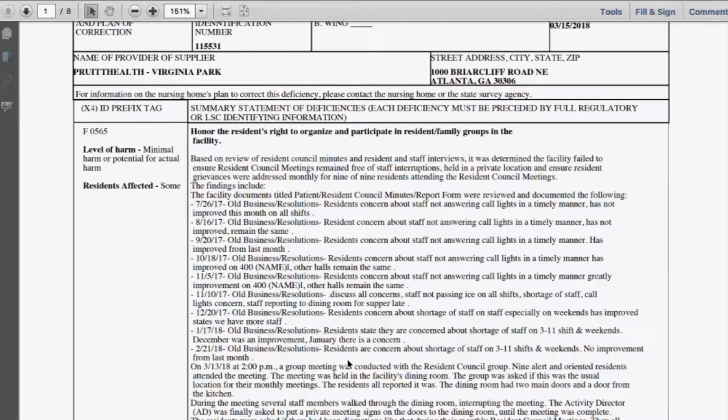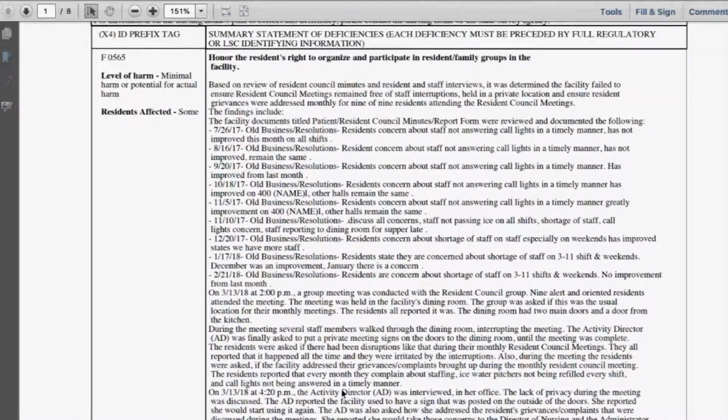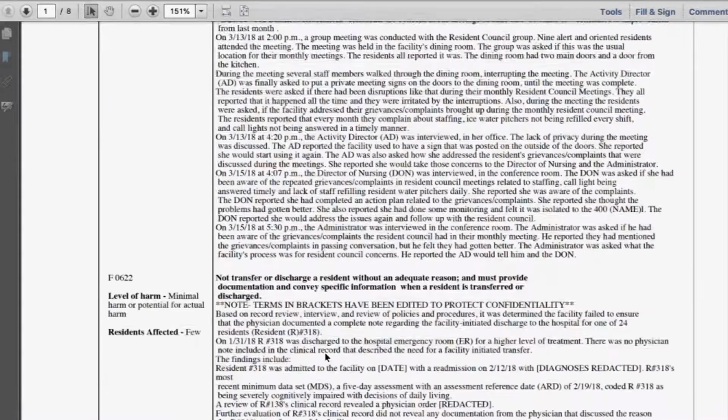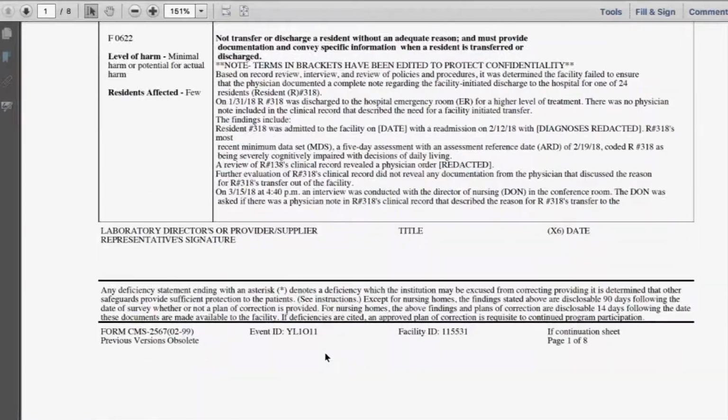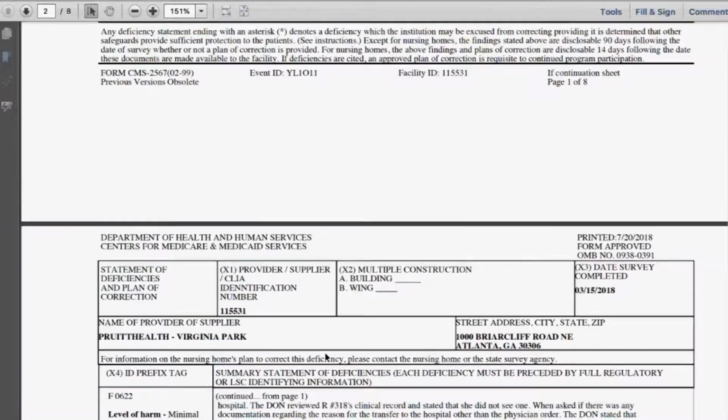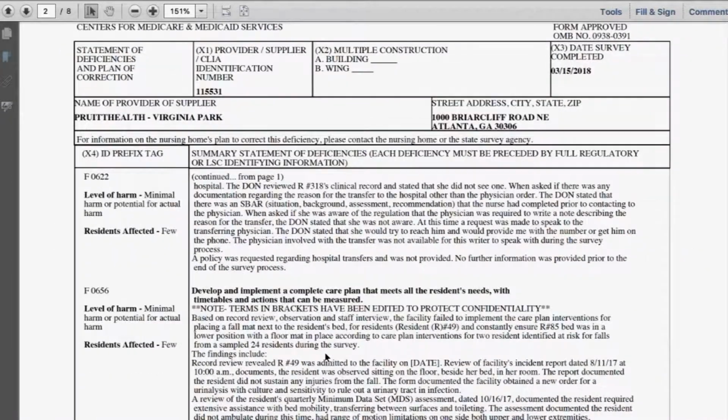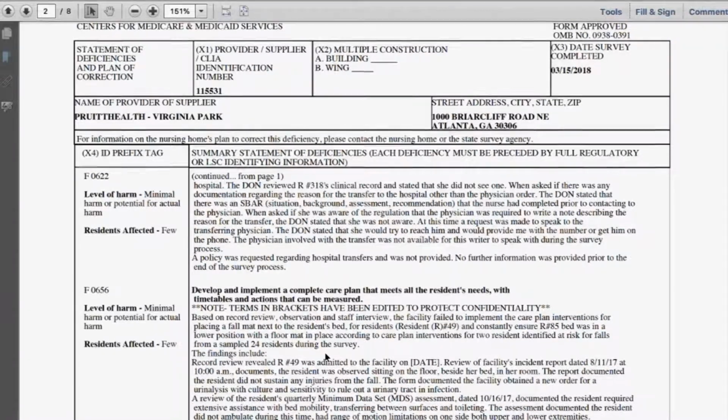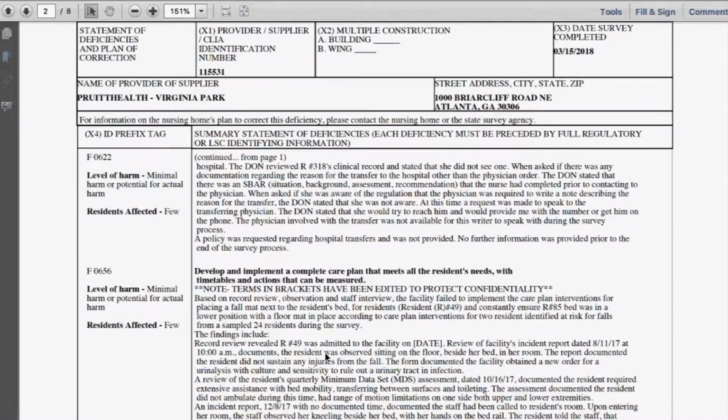So what I'm going to do is skim through. You can see in bold at the top of this page, it says, honor the residents' right to organize and participate in resident family groups in the facility. And then on the left-hand column, there's an F number. That's 0565. That's what's called the F tag. So for every provision in the federal regulations, there's an accompanying F tag. It's basically the number that the surveyor assigns. And we use that number a lot, so we can see how many facilities were cited, for example, F565.